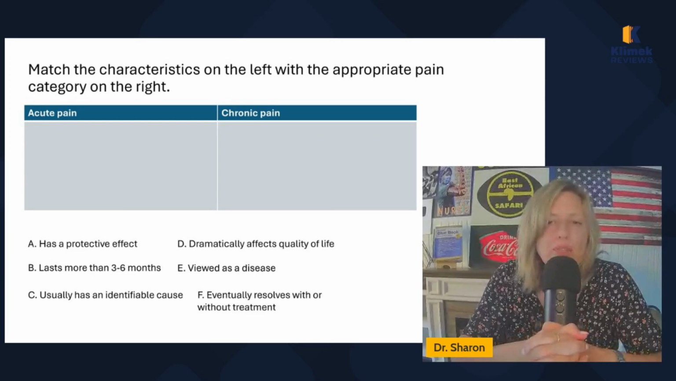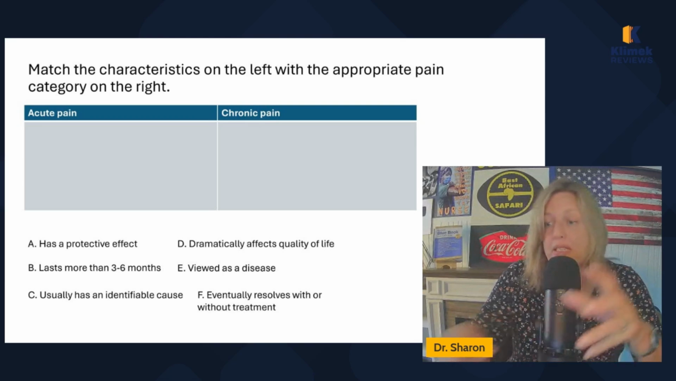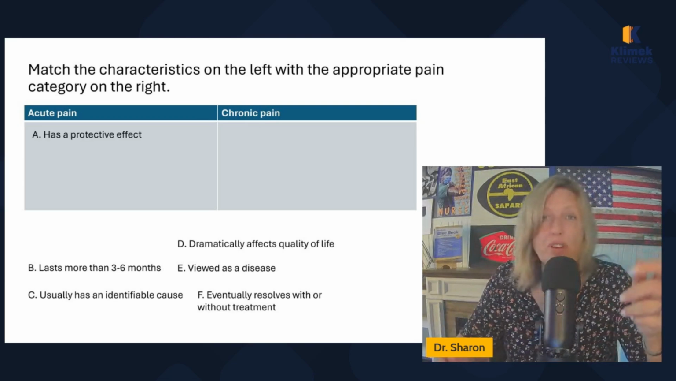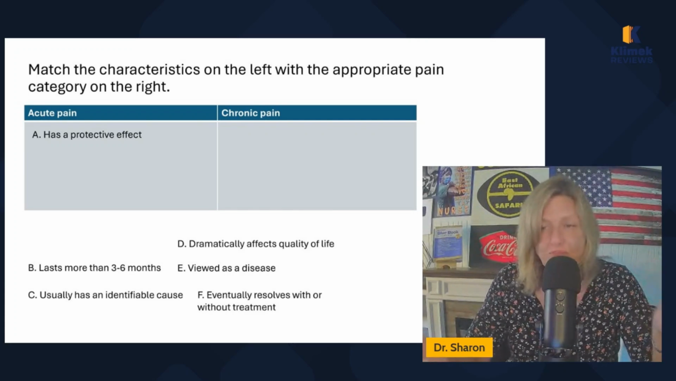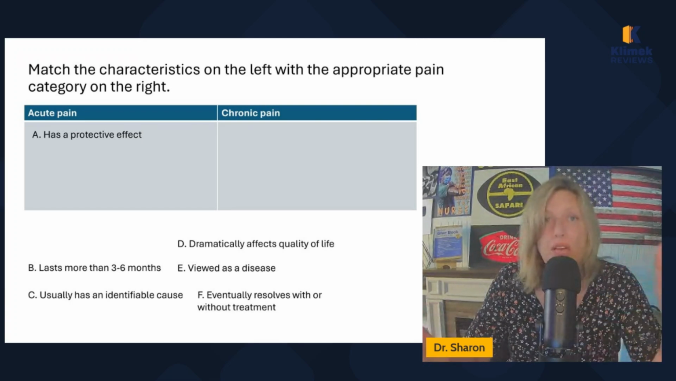Which one has a protective effect, the acute or the chronic pain? Y'all, chronic pain does not have a protective effect. Acute pain does. That's why they always say if your ankle hurts, don't ignore it. Like it's hurting for a reason, right? So it does have a protective effect. It's telling you something's going on. You need to rest it. You need to ice it. You need to elevate it, whatever it is, but you shouldn't ignore it when you have pain.